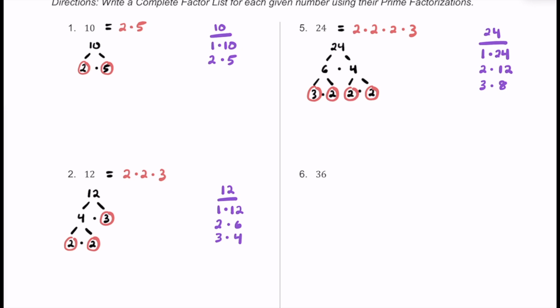Now, do we see a 4 on the list? Well, yeah, these two 2's make 4, and then this 2 and 3 makes 6. So 4 times 6 is going to be 24. All right, and there's no 5 on the list, and there's no more numbers between 4 and 6, so this is our complete factor list for 24. It has 8 factors.